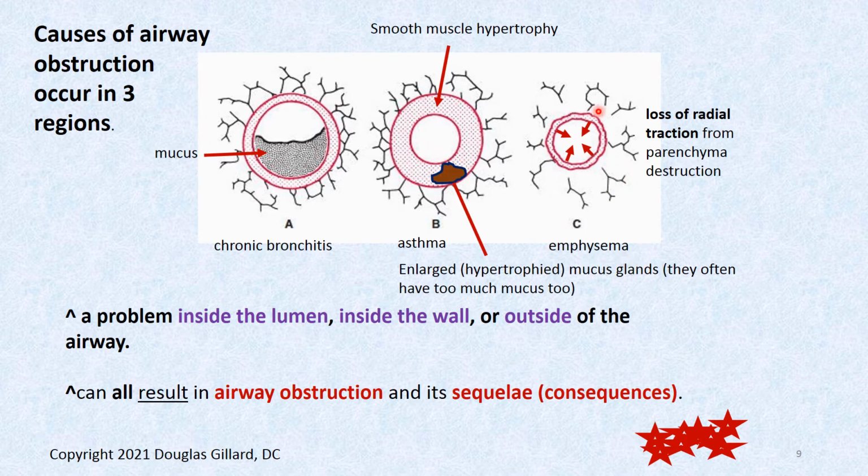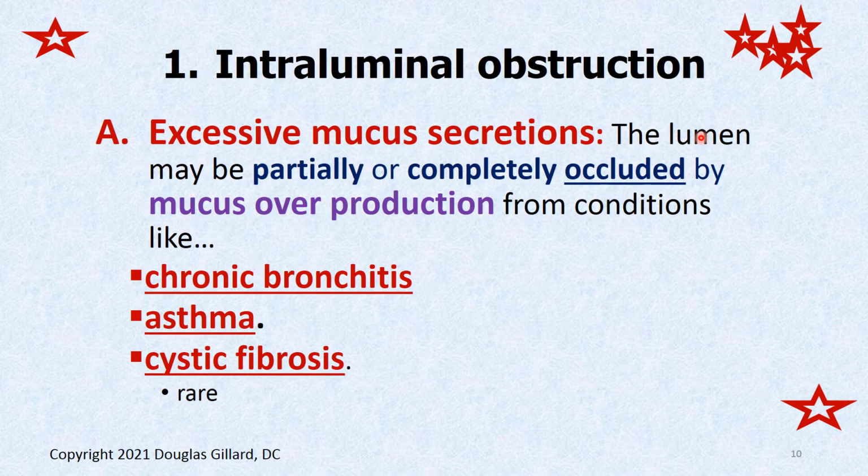And then you can have problems on the outside. A common one is to have a tumor growing outside. Lung cancer has now reshaped this bronchus into a much smaller specimen. Then there's the concept of radial traction loss. We'll get into that. That's an important concept. People with emphysema have a problem with radial traction loss. We'll get to that. So, intraluminal obstruction: causes of intraluminal beaver dams.